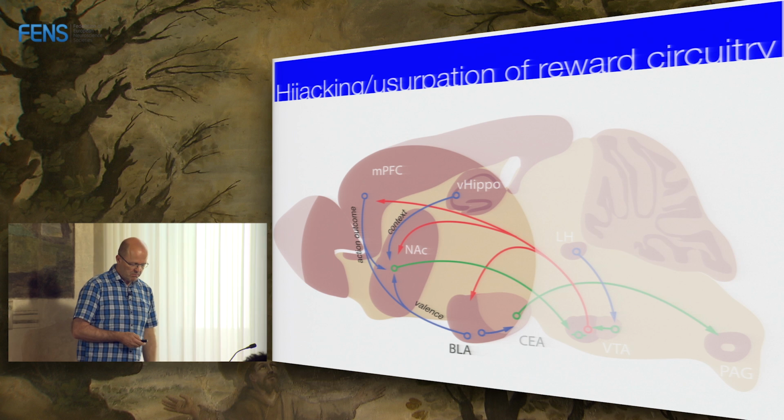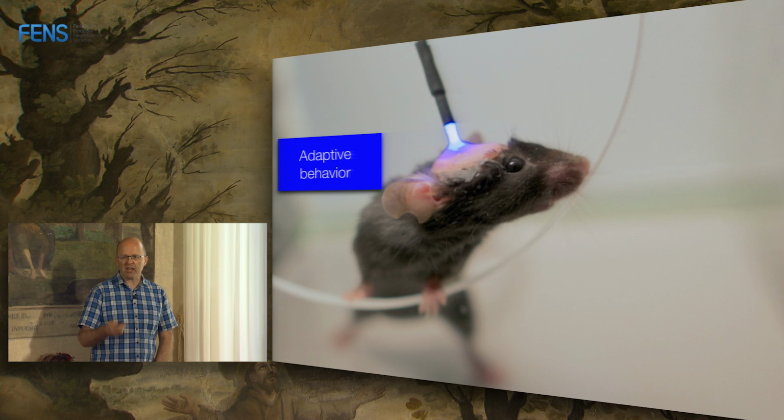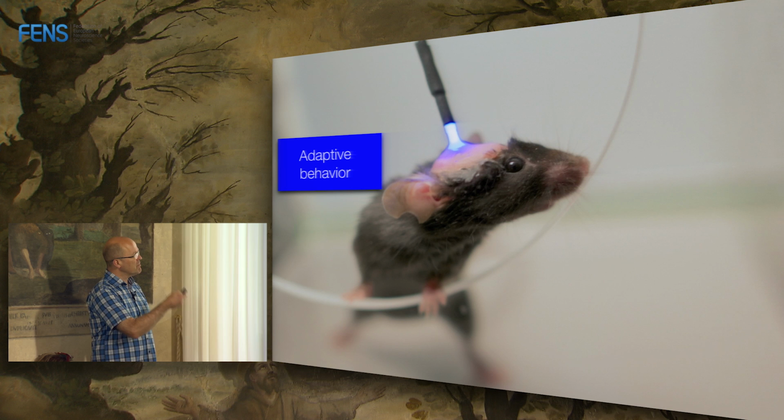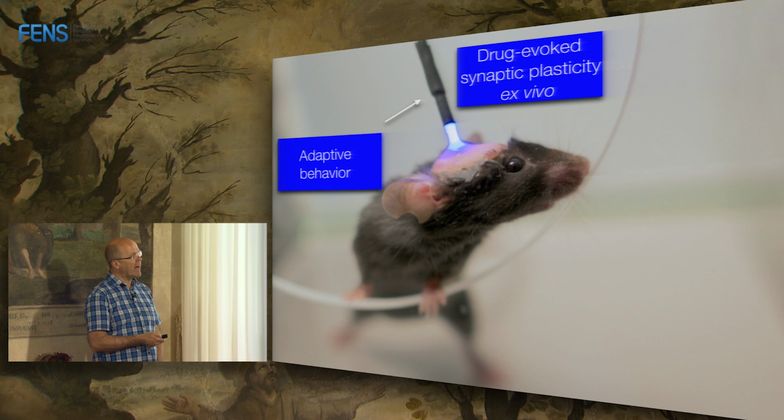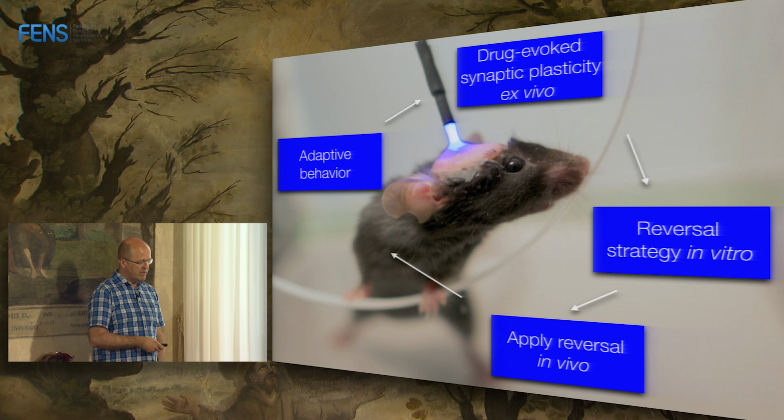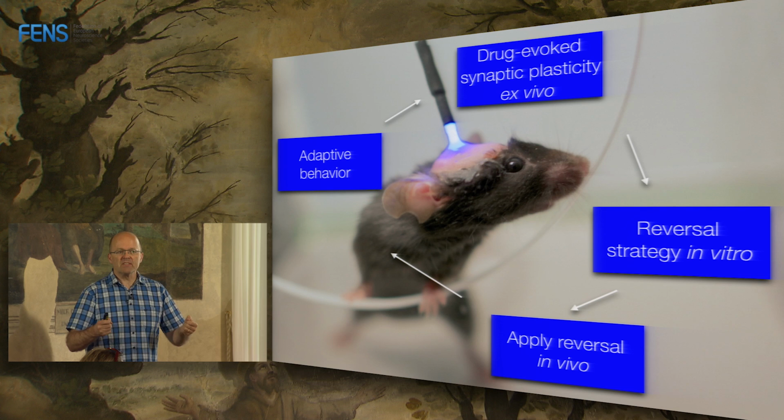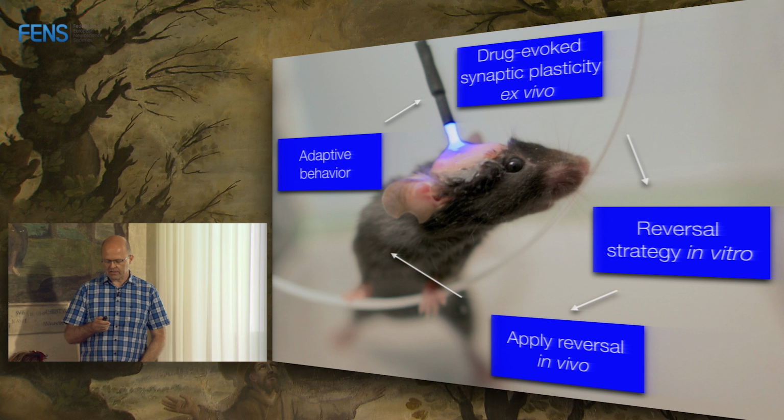Okay, so if we want to test this and put this in perspective of addiction, we want to use the blueprint that I already showed you. We want to have a drug adaptive behavior. We want to do drug evoked synaptic plasticity ex vivo, analyze this to develop strategies to reverse in vitro, and apply them in vivo. And after some discussion, the behavior we settled for is cue-associated seeking in mice, which is an established model of relapse.